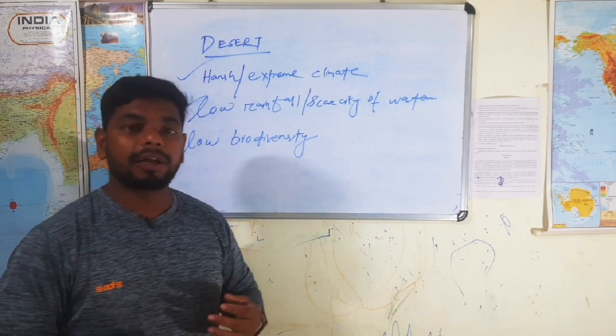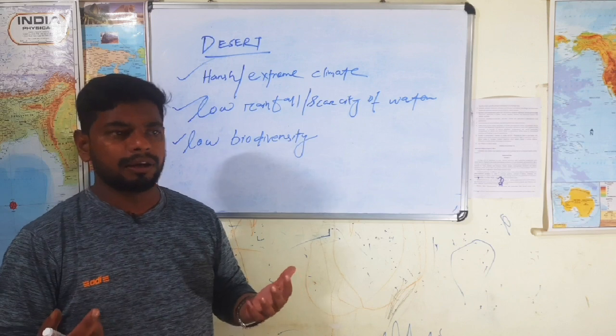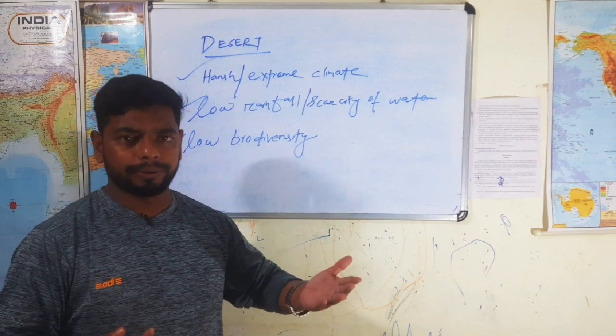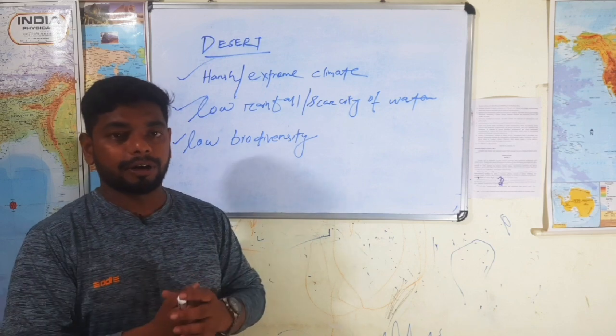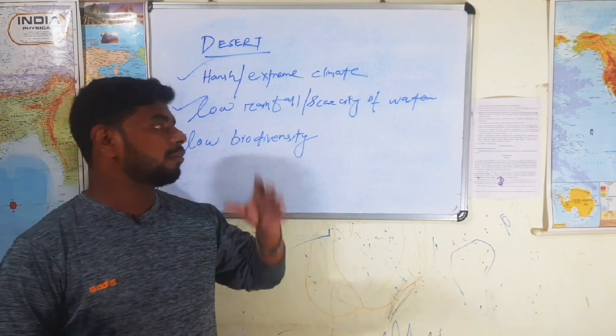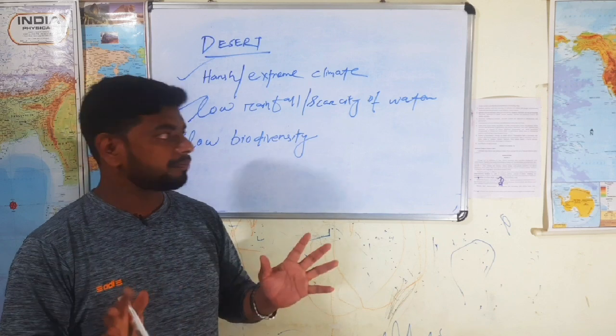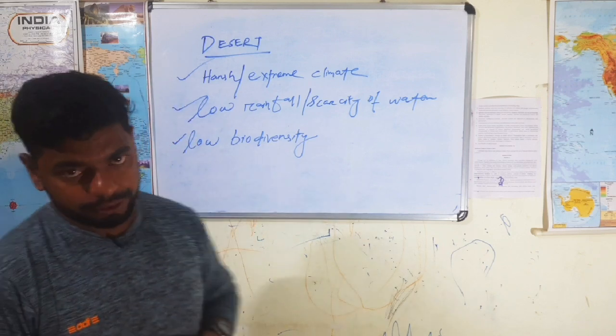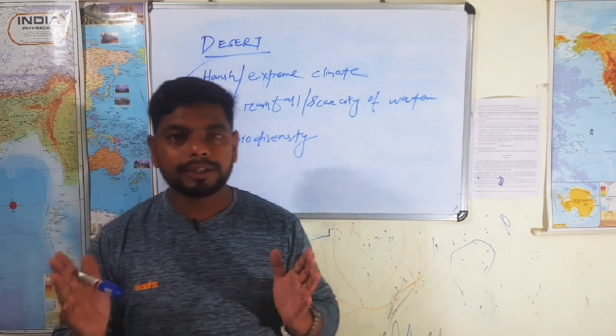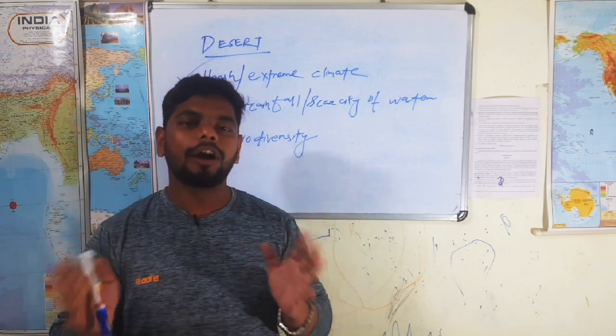Like the state animal of Rajasthan, the camel. They can adapt to that environment. Chinkara, the great Indian bustard, the bird. So all this is found in the desert area. Fine. Deserts can be of two types: one is the cold desert and another one is the hot desert.